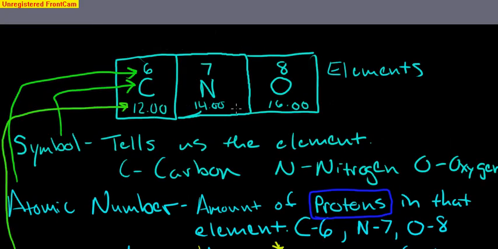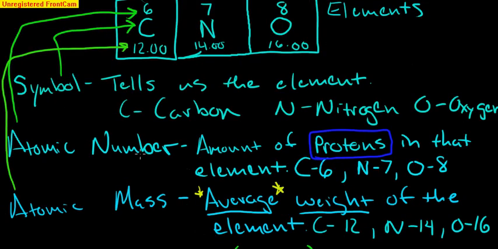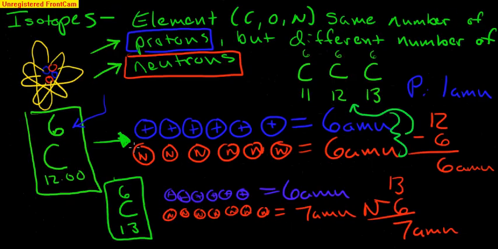So there's 12, 14, and 16. Obviously there's different versions of oxygen and nitrogen and carbon out there, but there's still carbon, nitrogen, and oxygen. They just weigh a little different. And that's all an isotope is.